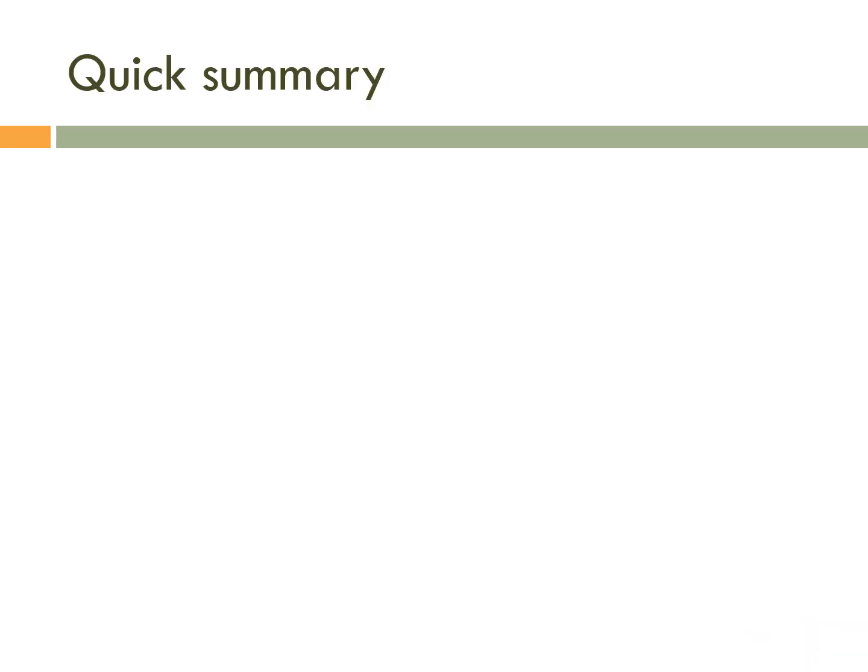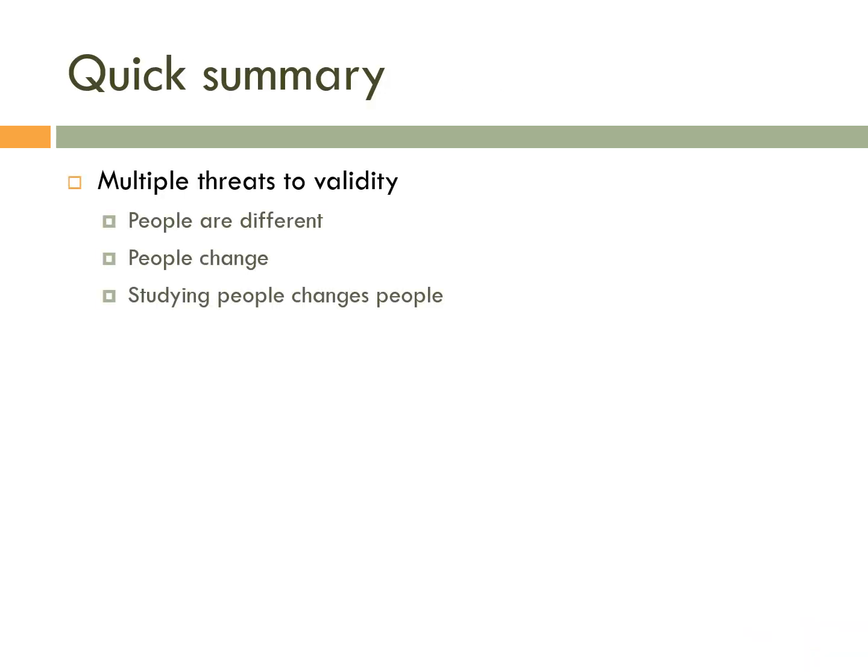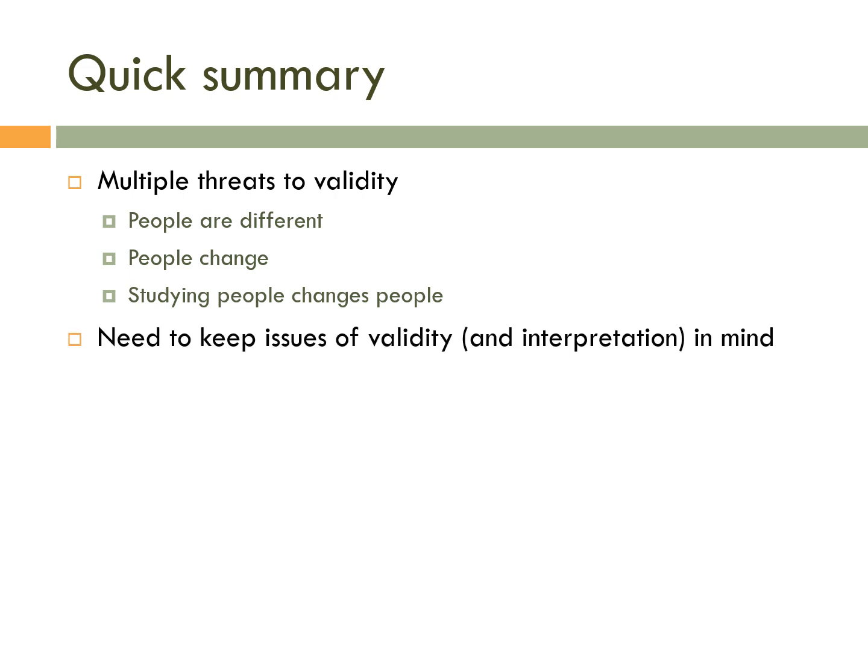All right, so that was a lot. So here's a quick summary. Again, there are multiple threats to validity. It could be that people are different, people change, or that studying people changes people. And we had a lot of examples of how those might manifest and different things that we need to keep in mind, because you do need to keep those issues of validity constantly in mind. That's basically what this course is about, that just because we put an experiment together and we think that we're studying what we think we're studying doesn't mean we actually are.